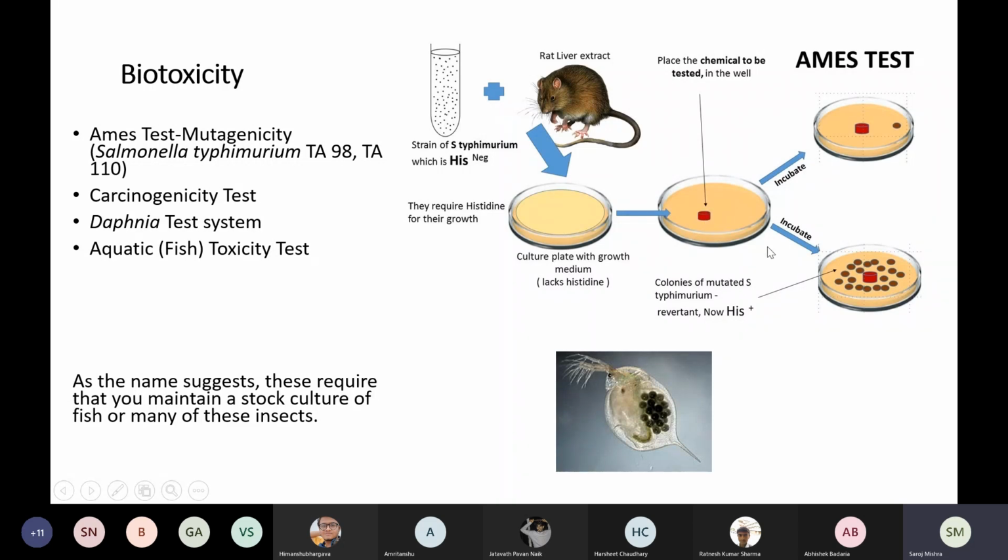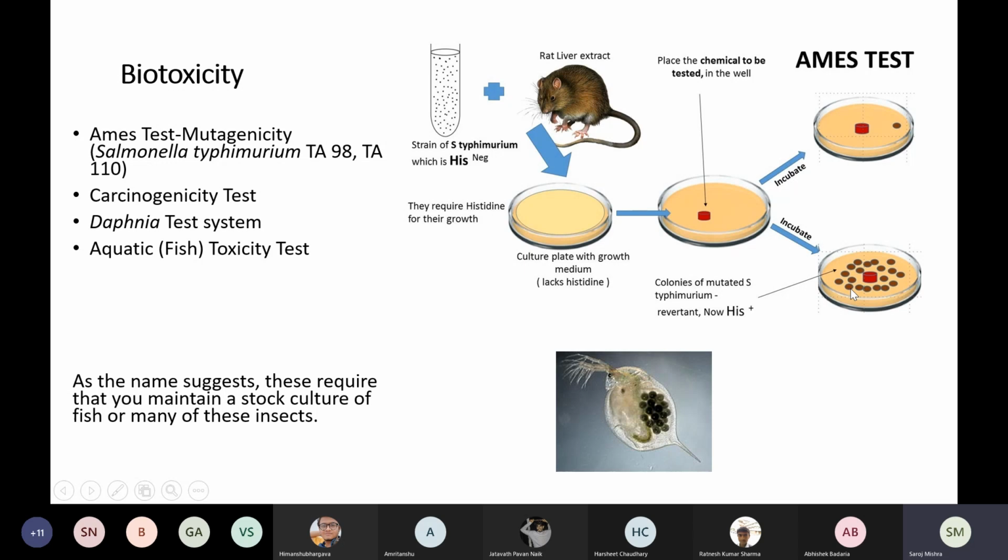After incubation for 24 hours, suddenly you see that some cells have started to grow. And this is the control, in which you do not add this particular chemical at all, and you just incubate it nevertheless. For a compound which is not mutagenic, you could have just one particular colony, but in this one you have a lot of colonies.